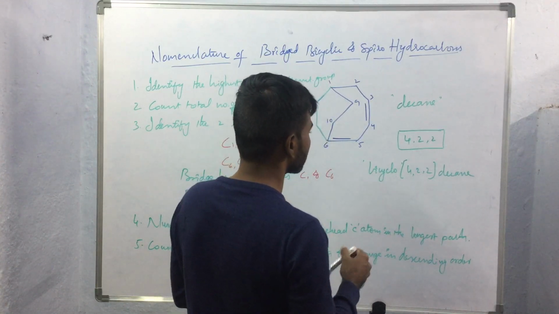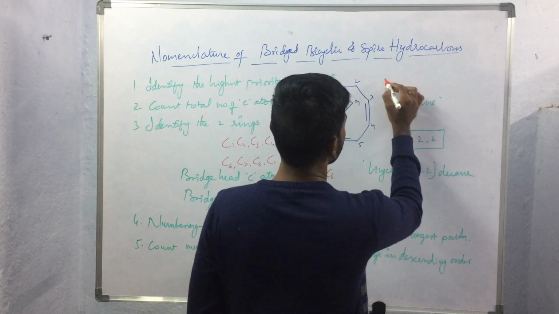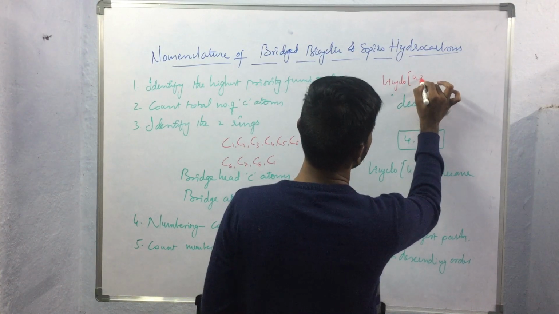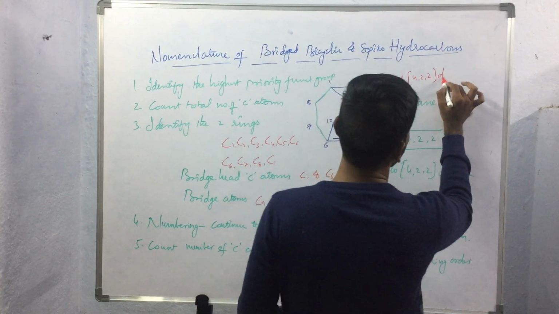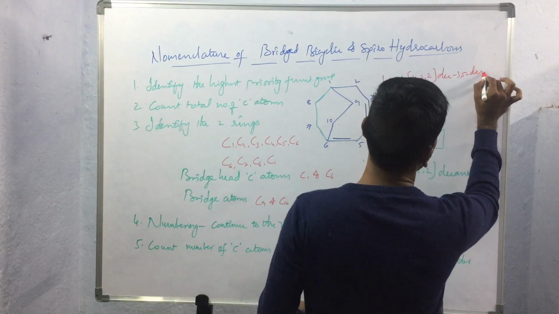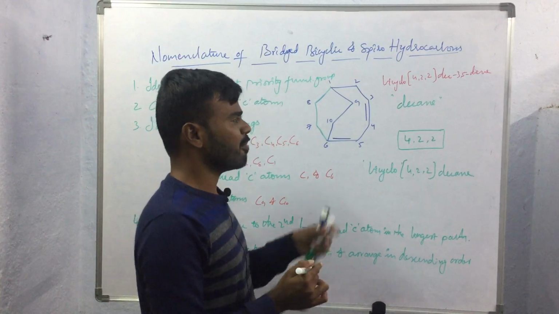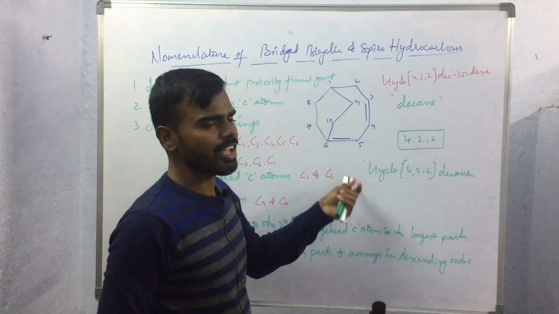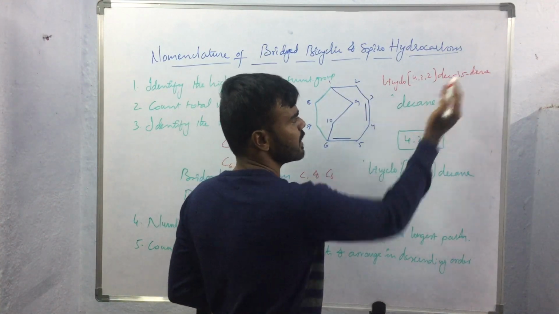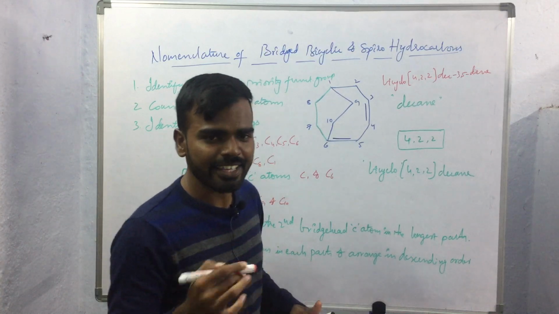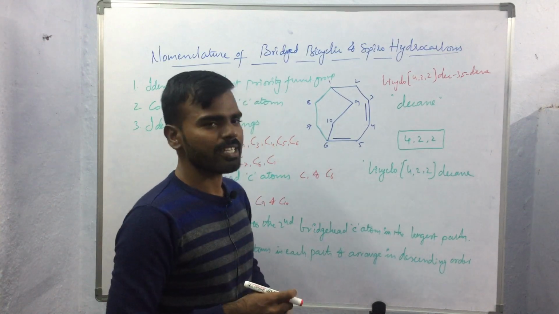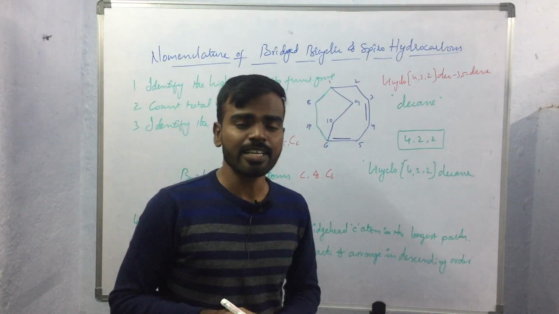So we'll write the name of this compound like bicyclo[4.2.2]dec-3,5-diene. Like this we will be naming the compounds if they are unsaturated. If a triple bond is present, then instead of "ene", "yne" will be used. Like that we will be naming these unsaturated bridged bicyclic compounds.